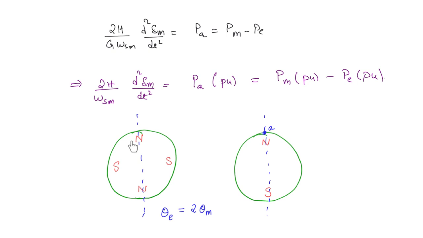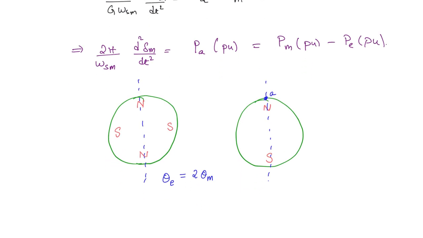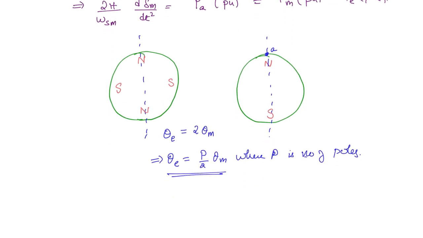Now let us say it is a 6-pole machine. Then what is going to happen? Theta e will become 3 times theta m. So you are going to get the relationship as theta e is equal to P by 2 into theta m, where P is the number of poles. Now this is the angular displacement. The same goes for angular velocity. So if you take the angular velocity as omega e, this will also be equal to P by 2 times omega m. So that is how the mechanical and electrical radians are related to each other.